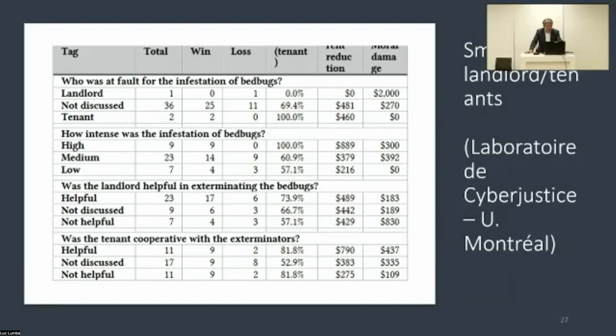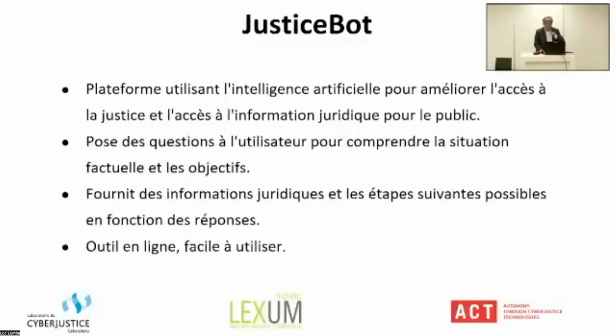But they have not done only that. They have also built what they call the justice bot. This is a platform that uses AI to give better access to legal information, where you will have information about what you can expect, but with this chatbot you can also ask, in natural language, different kinds of questions regarding the dispute you have, and the chatbot will try to help you to find a solution.